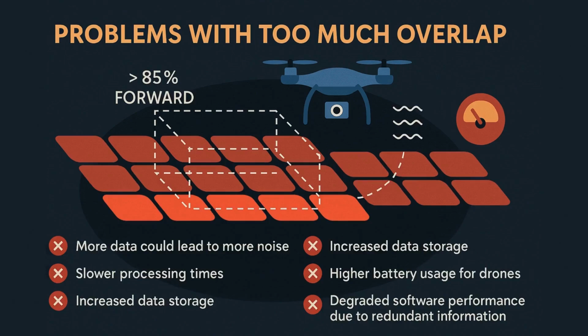Problems with too much overlap. Now here's a twist. More overlap isn't always better. Excessive overlap, like above 85% forward or 60% side, can lead to a few issues. More data could lead to more noise. Slower processing times, increased data storage, higher battery usage for drones. And in some cases, degraded software performance due to redundant information. Drone mapping software may struggle with unnecessary data, causing alignment errors or failed models.